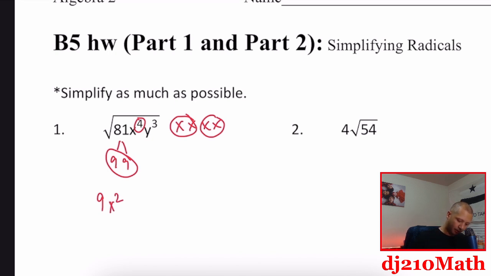And then how many sets of 2s are in 3? Just 1, with 1 left over. Right? Because that's y times y times y. And there's 2. Right? There's a pair. There's a square root and then a single y left over.